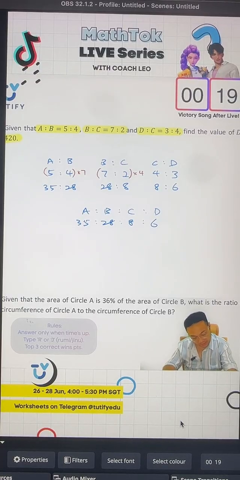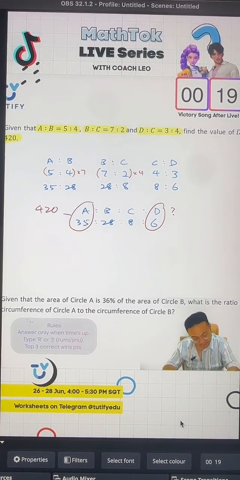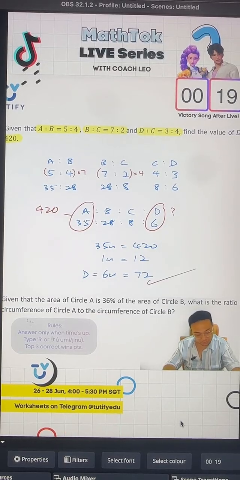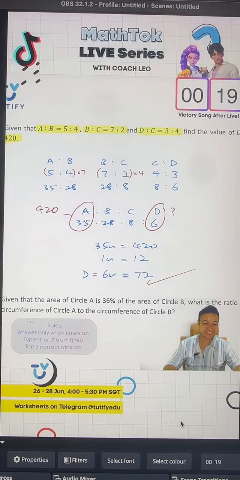Now what did the question say? Find the value of D if A is equal to 420. A has 35 units. So you say 35 units equals 420. 1 unit can be 420 divided by 35. And therefore, what is D? D is equal to 6 units, which is 12 times 6, 72. There you go, students.